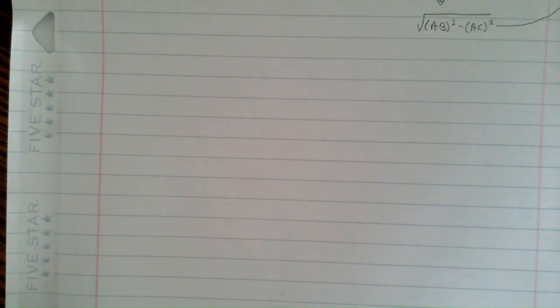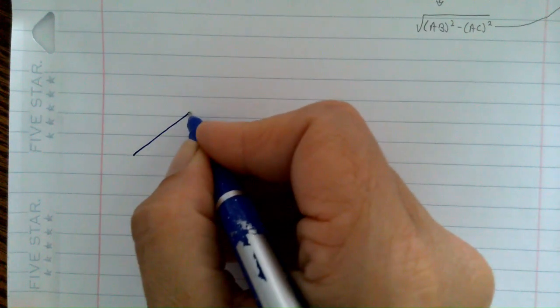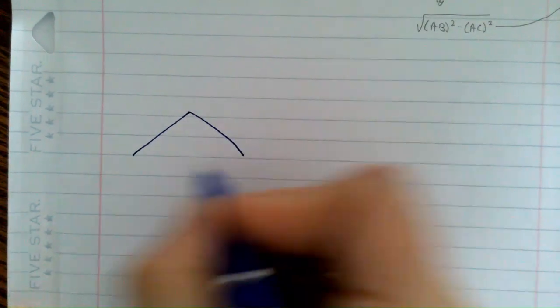We can still use side side side, or side angle side, if you want to go through the work. I'm going to choose not to go through the work. So I'm going to draw a shape here, and it's going to look similar to a kite.